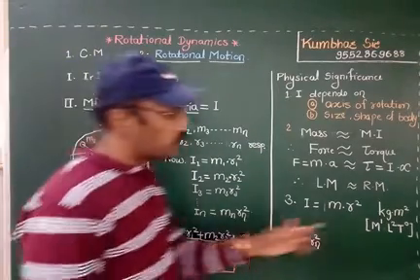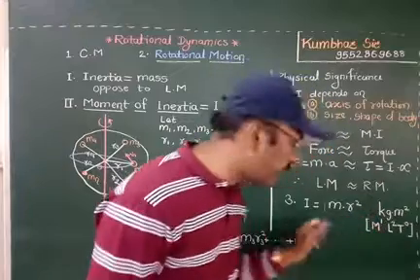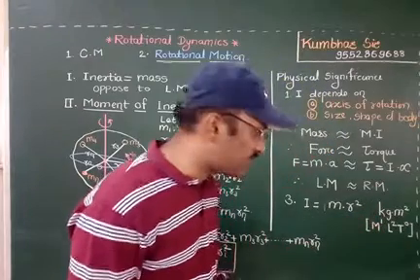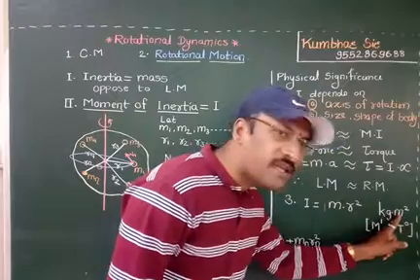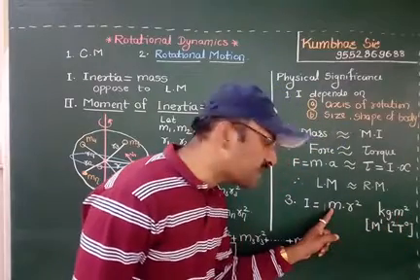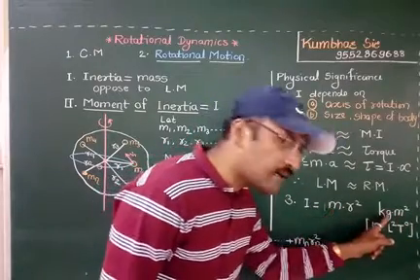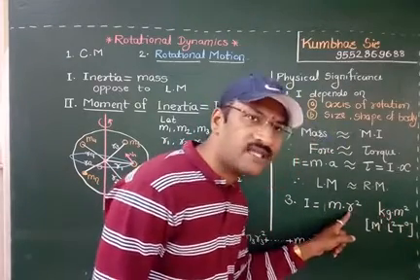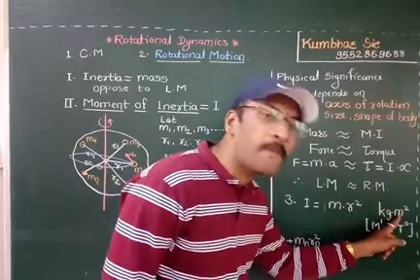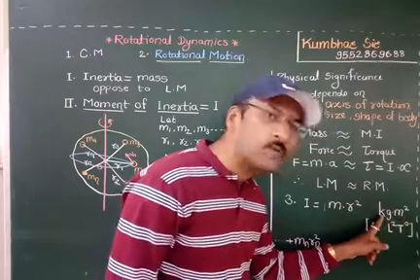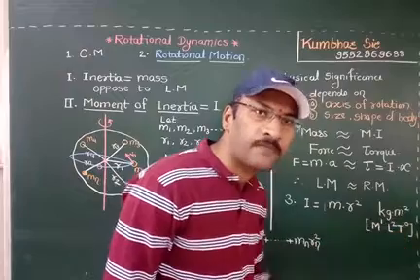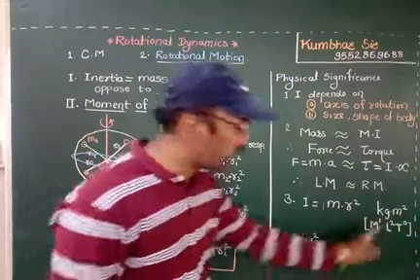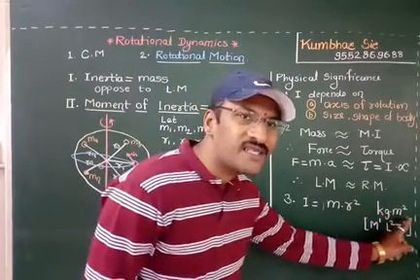Now what is the unit of moment of inertia? In SI, it is measured in kilogram meter square, because mass is always measured in kg and distance square means distance is measured in meter square. Hence, its SI unit is kilogram meter square and its CGS unit is gram centimeter square.